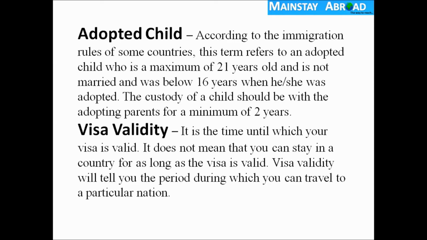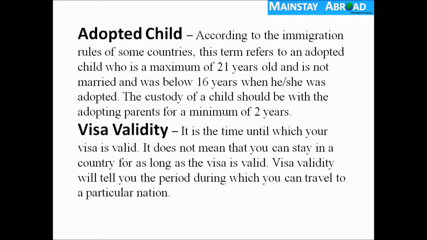Adopted child. According to the immigration rules of some countries, this term refers to an adopted child who is a maximum of 21 years old, or is not married, or was below 16 years when he or she was adopted. The custody of a child should be with the adopting parents for a minimum of 2 years.